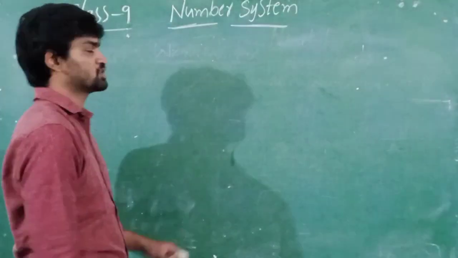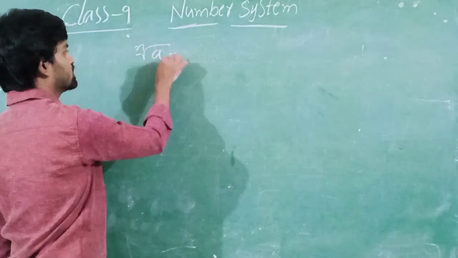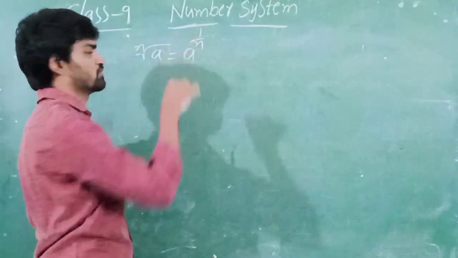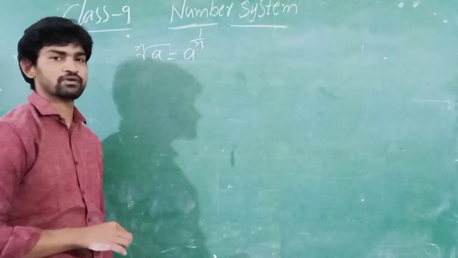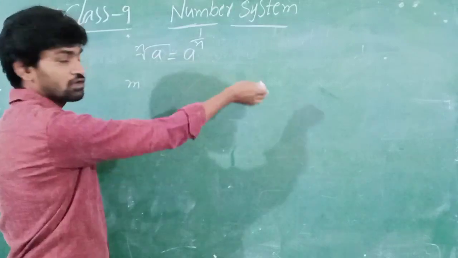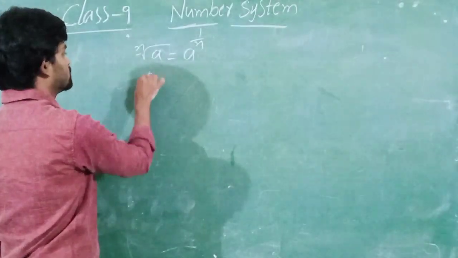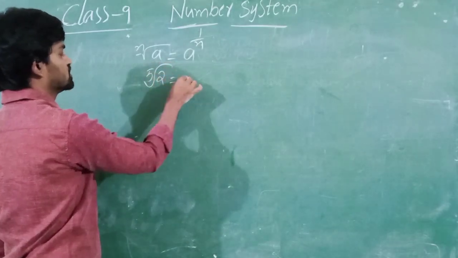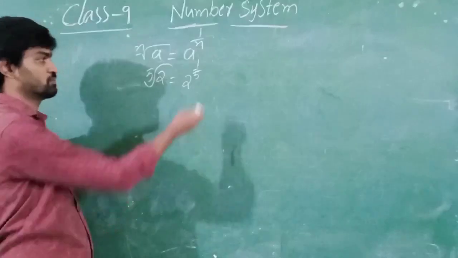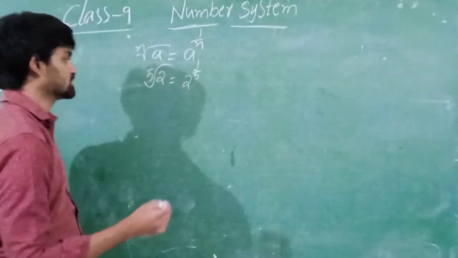First and most important thing you have to remember is that nth root of A can also be written as A power 1 by n. Now, what does it mean? Fifth root of 2 means 2 power 1 by 5. We are writing it like this: fifth root of 2.